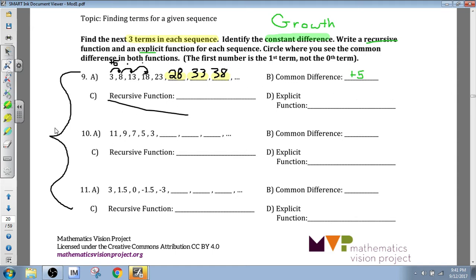And then it wants us to write the recursive function. Look at that sloppy line. This is what happens when you use a mouse instead of a pen.